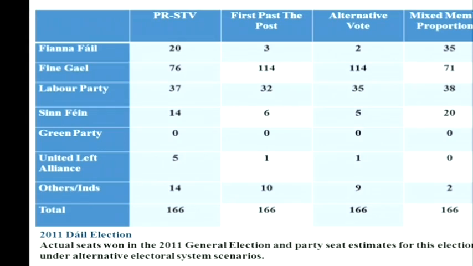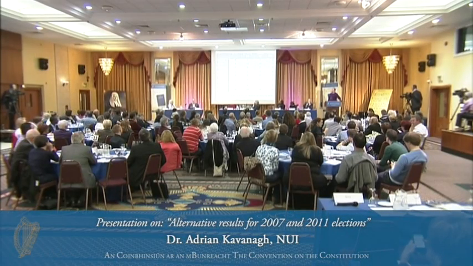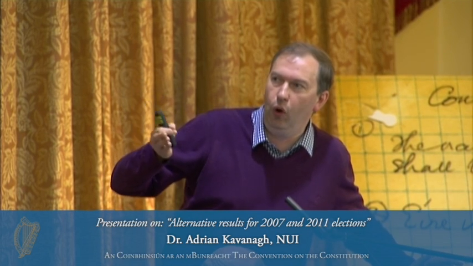Fine Gael would have won 114 seats in both electoral systems. And that's important to note. They would not have needed to go into coalition with Labour. They would have had a very strong majority. Labour's seat numbers, interestingly enough, are more or less the same for all the different electoral systems, slightly lower for AV, slightly lower for first-past-the-post. Sinn Féin would win fewer seats in first-past-the-post and AV, but more in the list system. The Greens, unfortunately for them, are out of it in all of them.